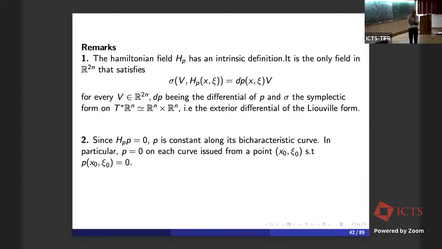It is the only vector field that represents the differential of P with respect to the symplectic sigma form on T*R^n. R^n times R^n is exactly the cotangent bundle. It is a symplectic manifold, of course. You have a symplectic form, which is the derivative of the Liouville form.